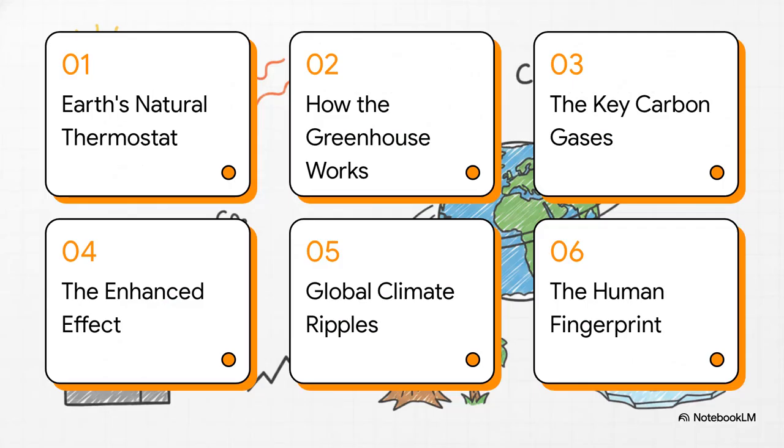So here's how we're going to tackle this. We'll start with Earth's natural thermostat. Then we'll get into how the whole greenhouse thing works and meet the key gases doing the work. After that, we'll dive into the enhanced effect, check out its ripple effects across the globe, and wrap it all up by looking at the human fingerprint on the system.